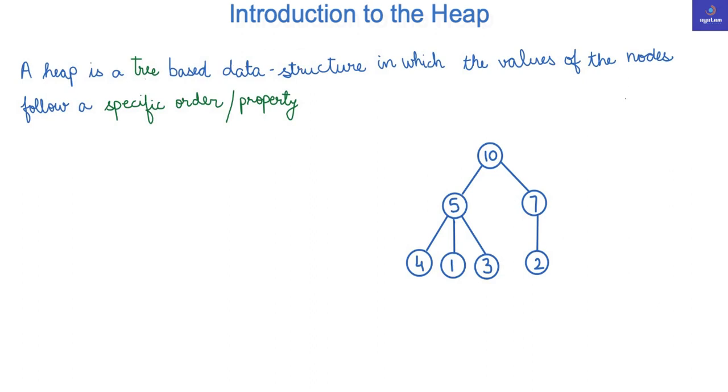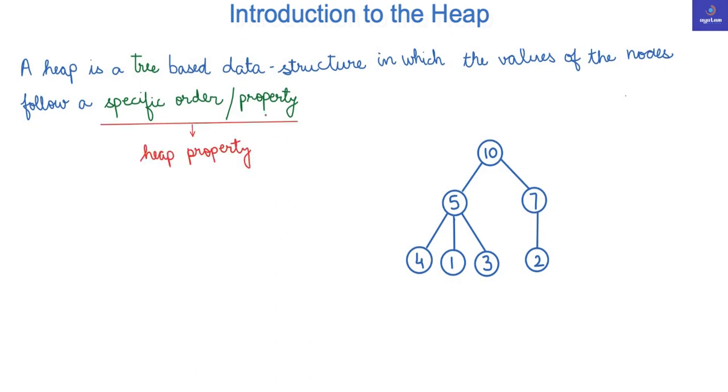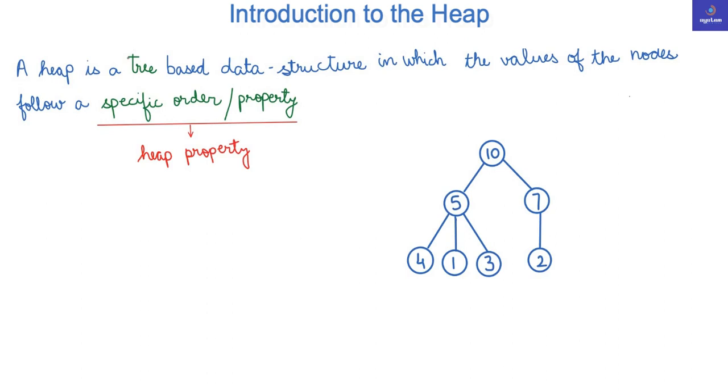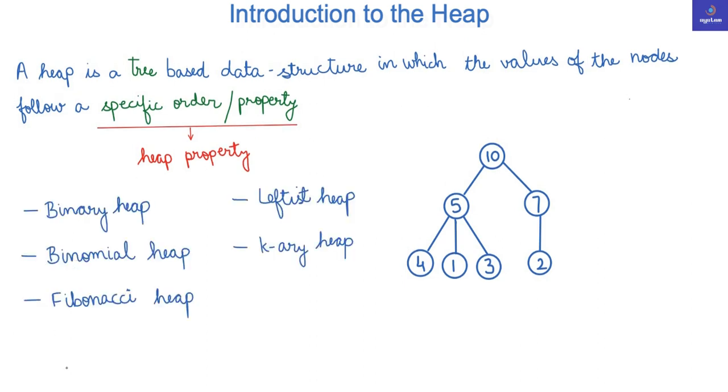A heap is a tree-based data structure in which the nodes of the tree are assigned some value, and the values of these nodes follow a specific order of property. This specific order of property is called the heap property. Based on the type of tree used in the heap and the heap property, we have various kinds of heaps, for example, binary heap, binomial heap, Fibonacci heap, and so on. However, the most commonly known heaps are binary heaps, and for this video series, we'll be focusing on binary heaps.